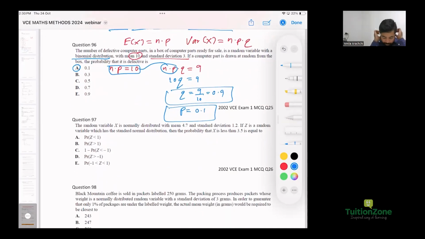And question number 97. It says clearly it's a normal distribution. There's a bell curve.